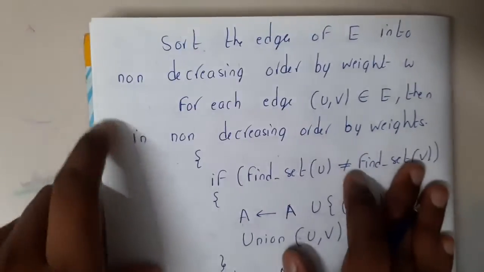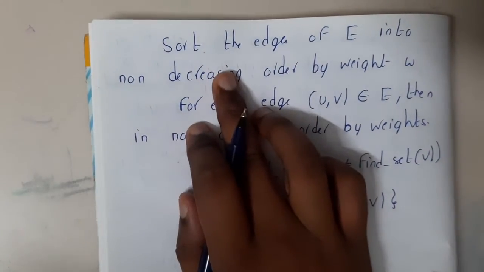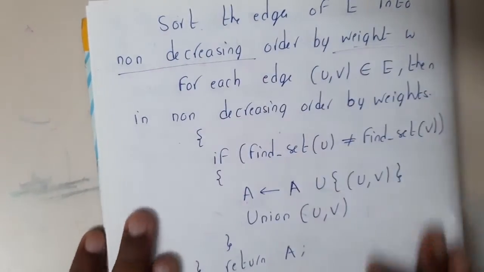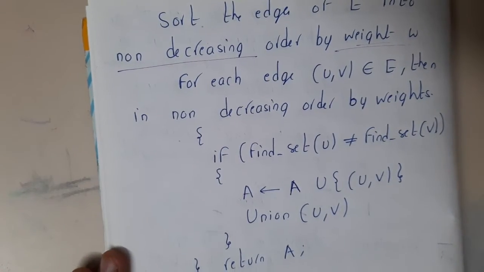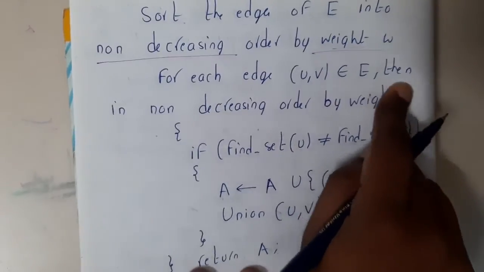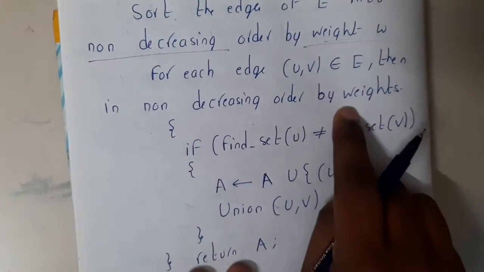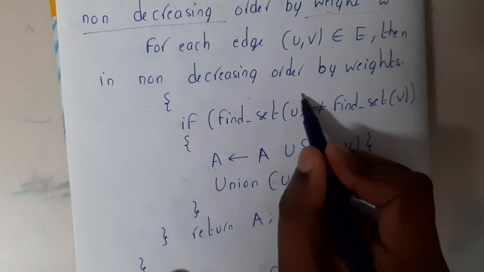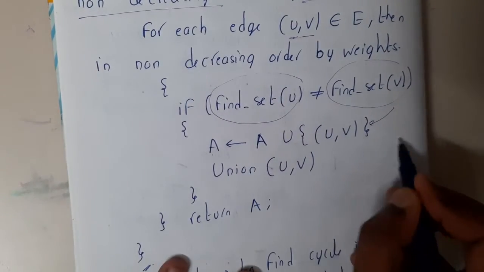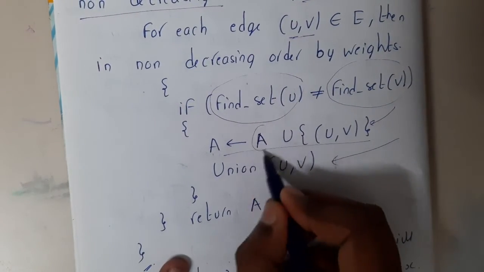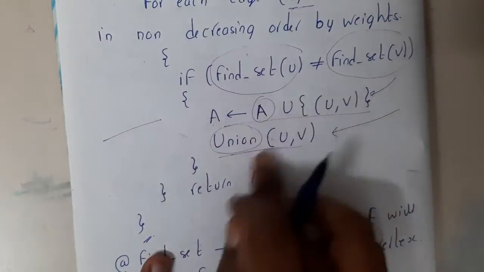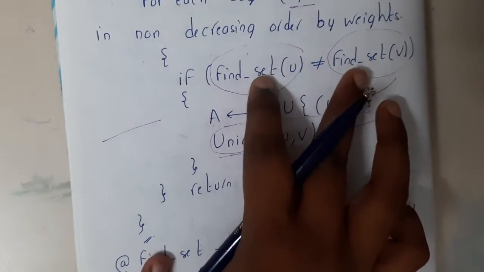Once that step is done, we will sort the edges of E into non-decreasing order with respect to weights. Got it? Once you have sorted them, you will move on to the next step. For each edge U comma V belongs to E, in non-decreasing order by weights, you are going to perform find set of U and find set of V. If they are not equal, you are going to connect them, guys. So you are adding them into the solution and connecting them. Union means you are connecting a path in between them. You will continue for each and every element only if their find sets do not match.